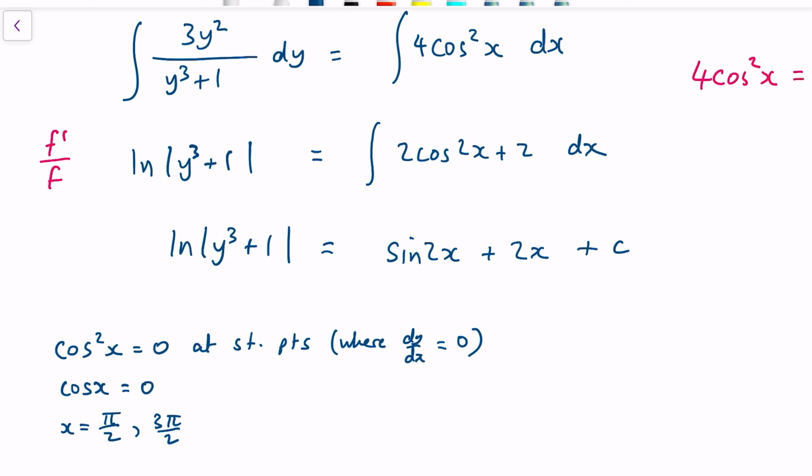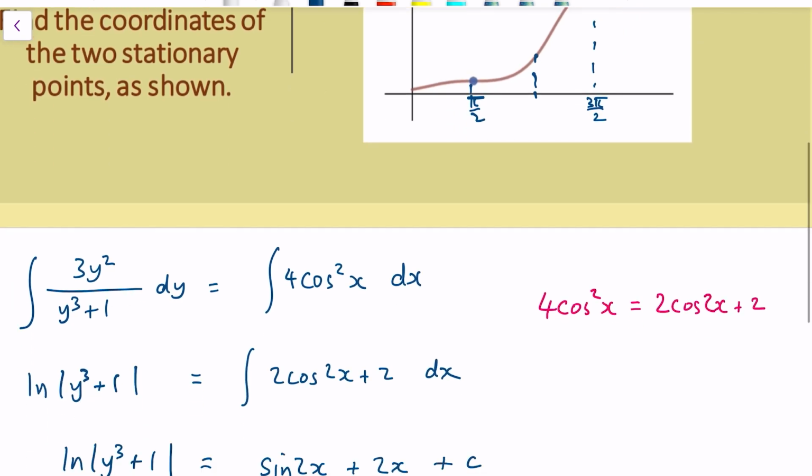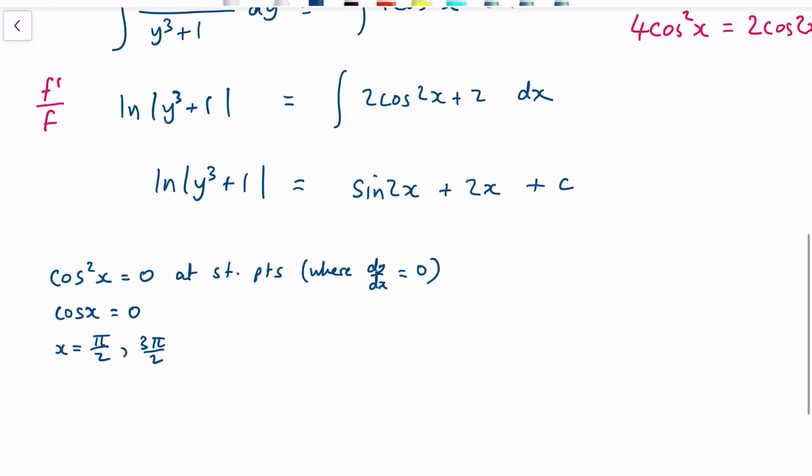Okay, because if we look at the graph, the stationary points we're finding are the first one there, which is pi over 2, and the second one, which will have to be 3 pi over 2. Kind of matches up there because 3 pi over 2 is triple pi over 2. Alrighty, so if we substitute those x values into this expression here, which is our implicit solution, we will get the y values of the stationary points. However, we do need to find the plus c as well.